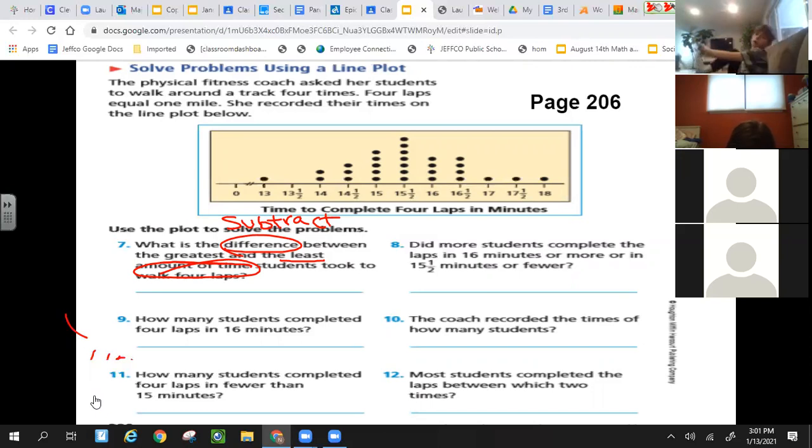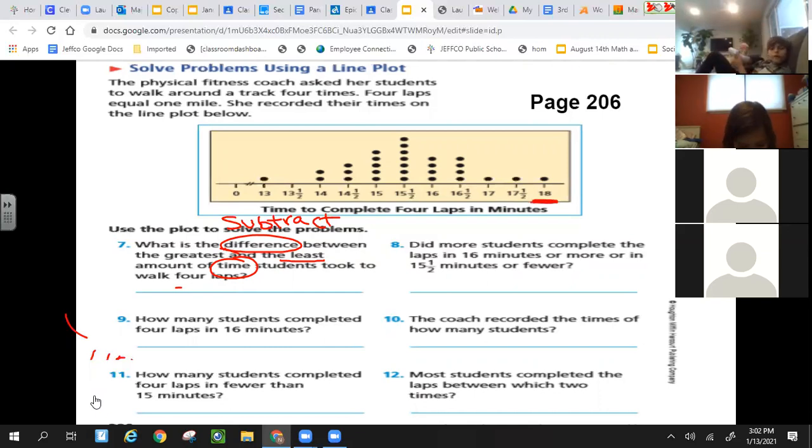I don't know. Okay, what did I circle? Can you see the amount of... Do you have the book in front of you? We're looking at the amount of what? Amount of time. Time, right? So this is what our line plot is showing us. So what is the greatest amount of time in minutes on our graph, Henrik?